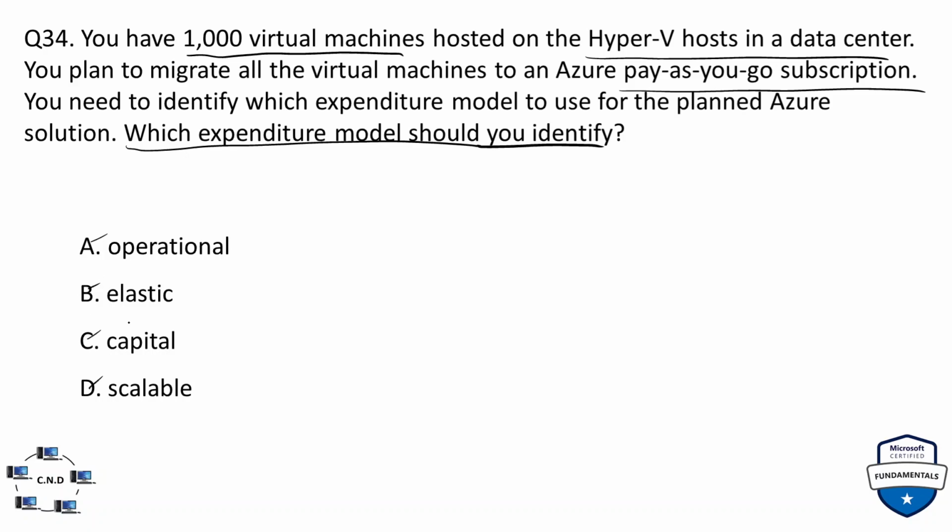And the correct option is the operational model, because we know in the question it says that you want a pay-as-you-go subscription. So as you use the resources depending upon your requirement, you pay according to your usage. Such a type of expenditure model is known as the operational model. It is also known as OPEX, in which you only pay the operational expenditure.